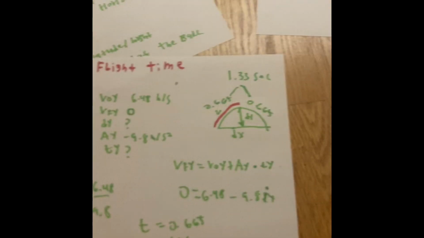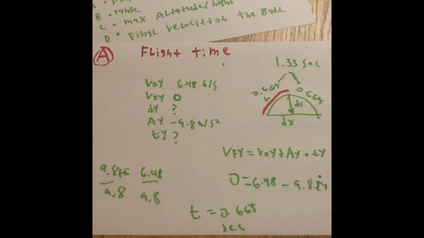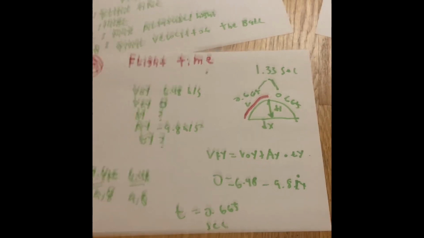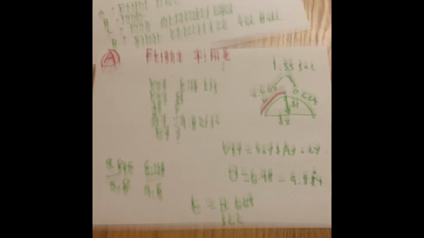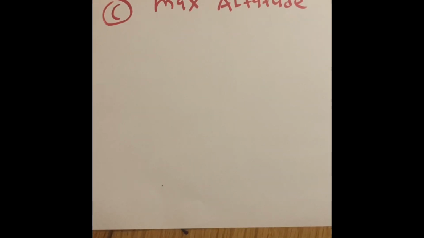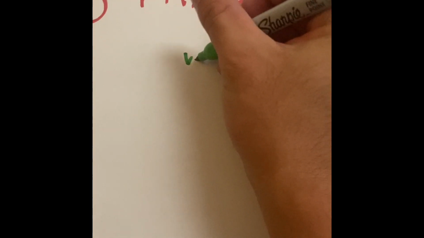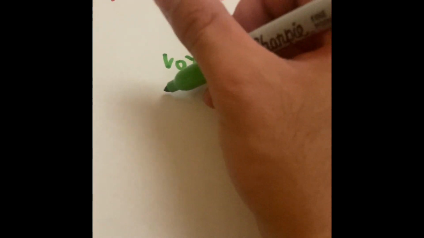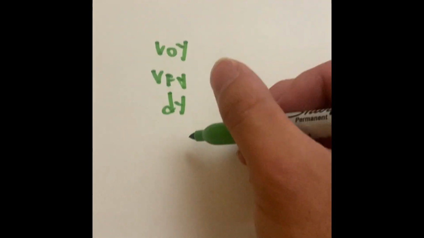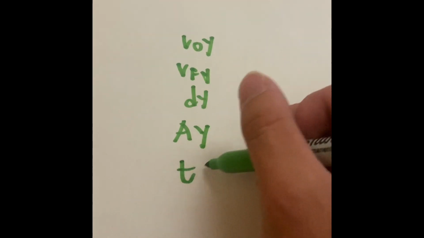So we knew about the flight time, but what happens if we try to find the max altitude of the ball? How much distance in height did the ball go up before it started to fall down? So if we try to find the max altitude, not only do we have to do math, but yes, we have to do that speed dating thing again. So our initial velocity for y, our final velocity for y, our dy, our displacement of y, our ay, our acceleration on the y-axis, and our ty, the time.